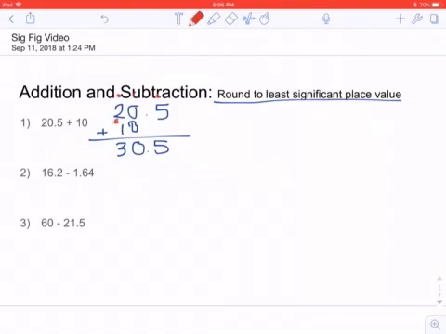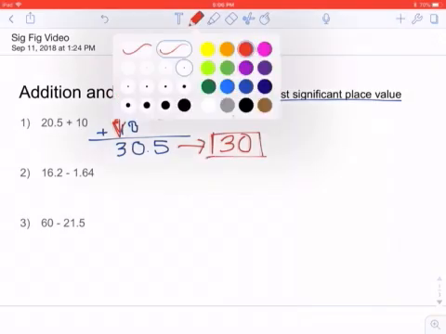So 10 is my least precise value, and I am least precise to the tens digit, so I need to round to the nearest tens place. So my final answer will be 30. Let's do another example.